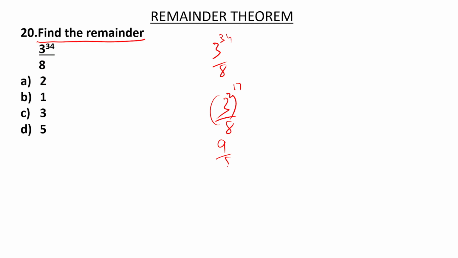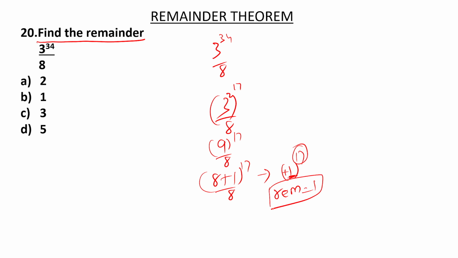3 square is 9 by 8 whole power 17. 9 can also be written as 8 plus 1 by 8 whole power 17. So we'll get a value of positive 1 power 17. Whatever the power might be, the value inside is positive, so our remainder will be positive. We get the remainder 1. 1 is our answer. That's how you do it. I hope you understand it.